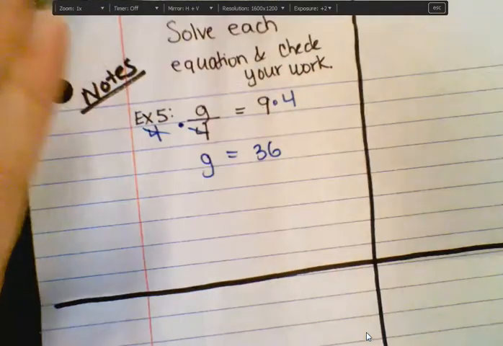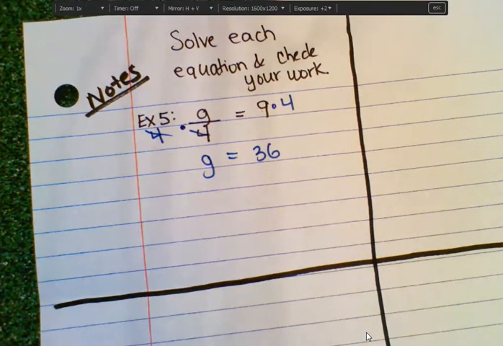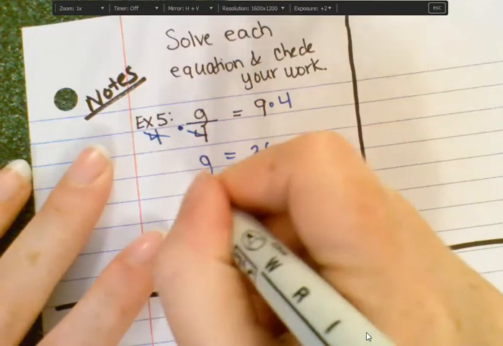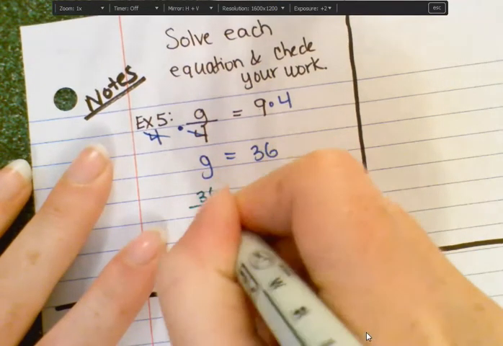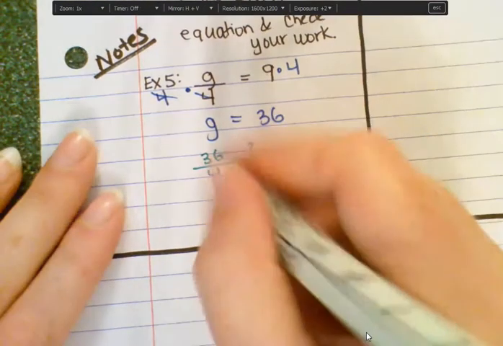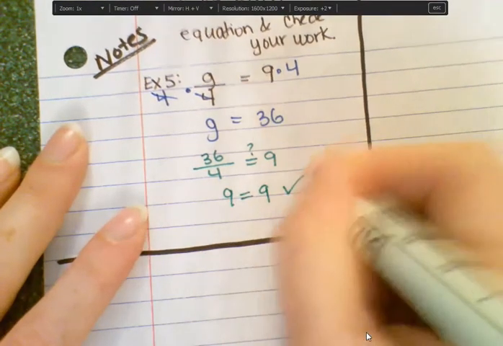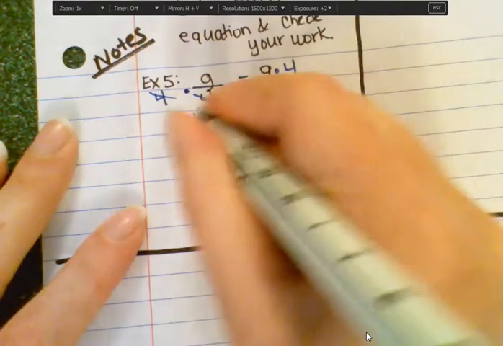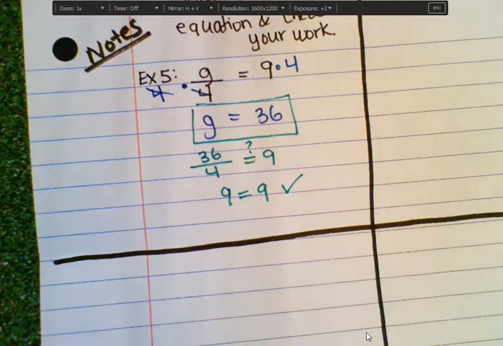Okay, do a quick check. Make sure you show why your answer is correct. Catch any mistakes you made. So I'm going to say 36 divided by 4, does that indeed equal 9? Going back to my original problem, 36 divided by 4 is equal to 9. So I know my answer is correct. Alright, let's do one that's a little bit more challenging.